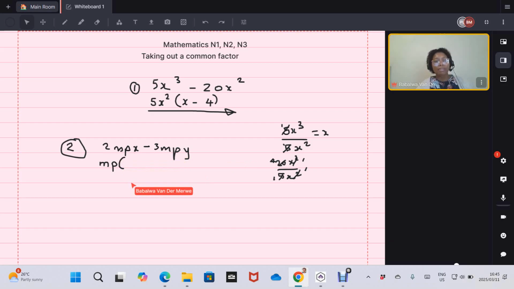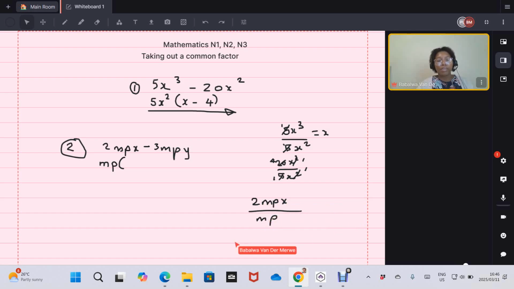Now we ask ourselves, what is 2mpx divided by mp? When you're starting off, you will be doing this, because this is basically what you are doing. The m will divide the m, we'll have a 1 and a 1. A p and a p will have a 1 and a 1. So we're left with 2x, so we write 2x over there. Then we say minus. You do the same with the second term.